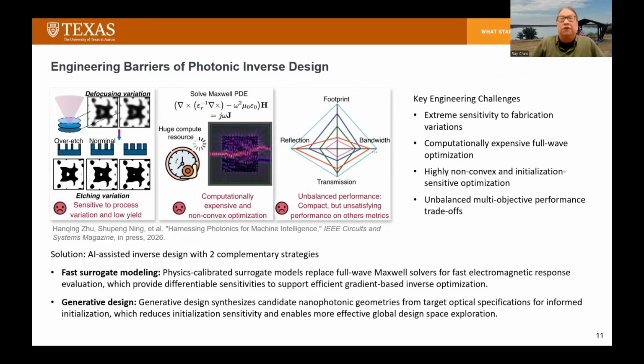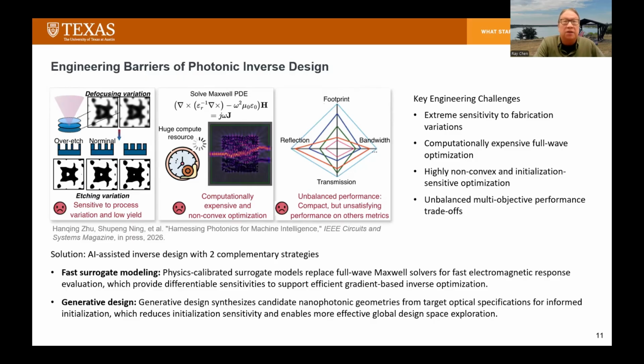So photonic inverse design also has its engineering barriers. Scientifically speaking, it can reduce size. However, there are four key challenges here we try to solve in the basic research context. First, the optimized structure is extremely sensitive to fabrication variations, so a small process error can significantly degrade the performance after tape out. Second, the optimization itself is computationally expensive, since each iteration relies on a full-wave Maxwell solver over a large parameter space.